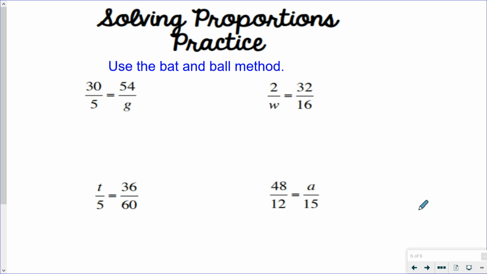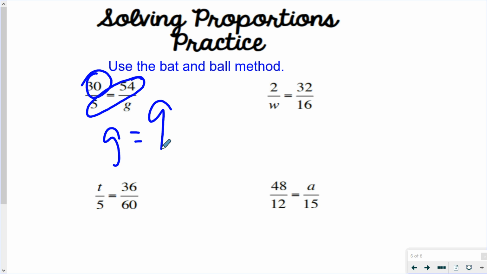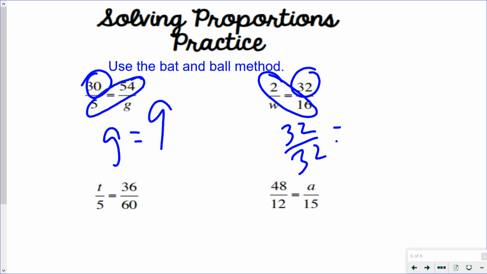So in the first one, the bat is 5 and 54. So we'll circle the bat, divide by the ball. So you end up with g being equal to 9. We look at the next one, circle the bat, 2 times 16, that's 32. Divide by the ball, we end up with 1. So w is equal to 1.